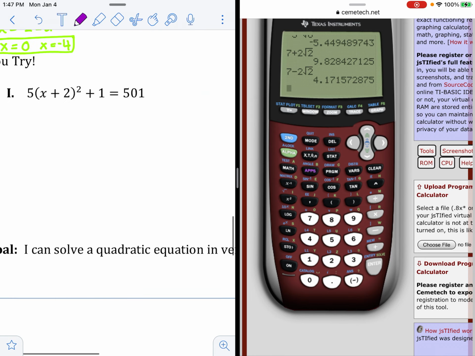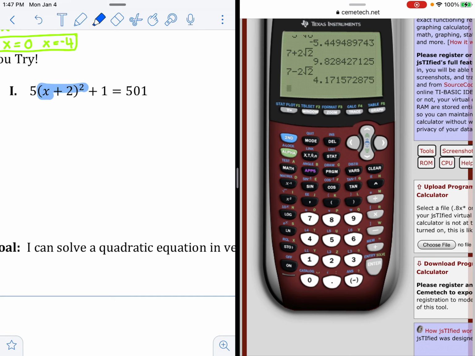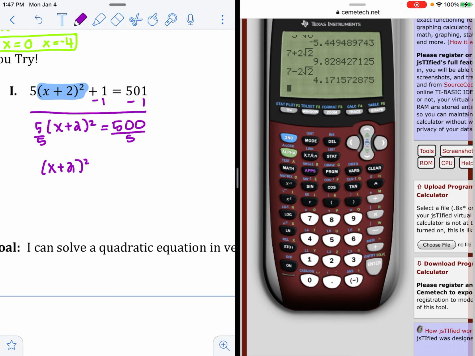Okay. So for the first one here, I cannot square root yet. I have to first subtract that 1, then I have to divide by 5. So minus 1. 5 times the quantity of x plus 2 quantity squared equals 500. Divide by 5. X plus 2 quantity squared equals 100.